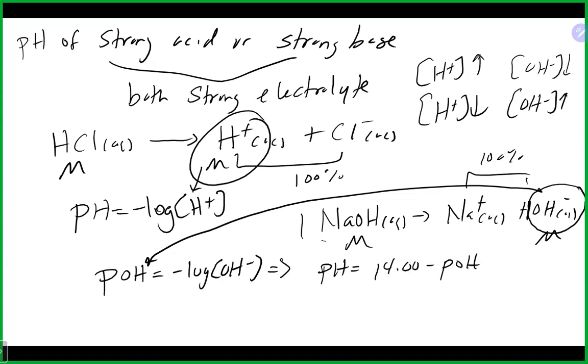So again, you have an extra step, if you will, with strong bases because you get the hydroxide concentration. You got to go pOH first and then to the pH. Now, any questions on that?